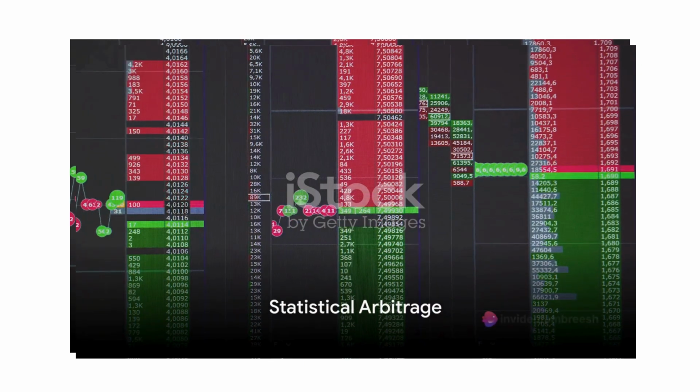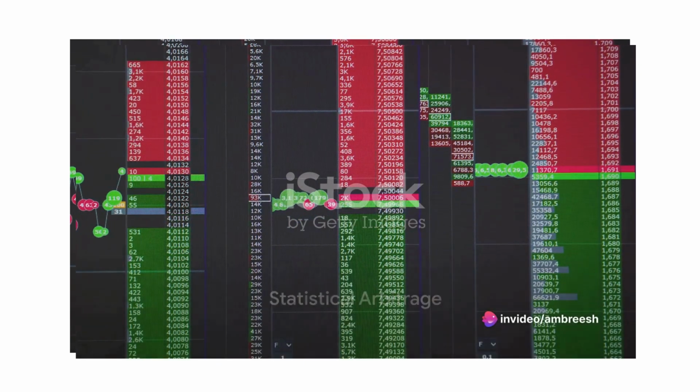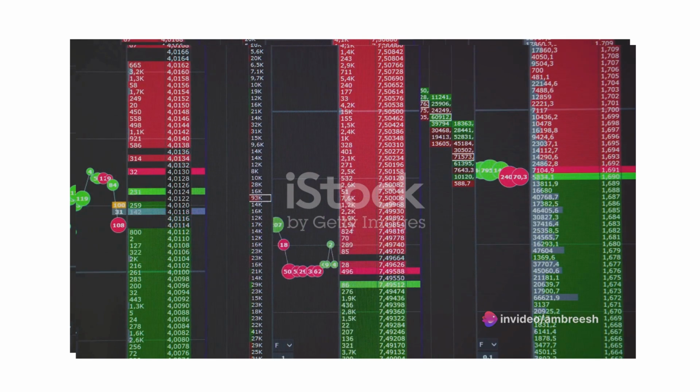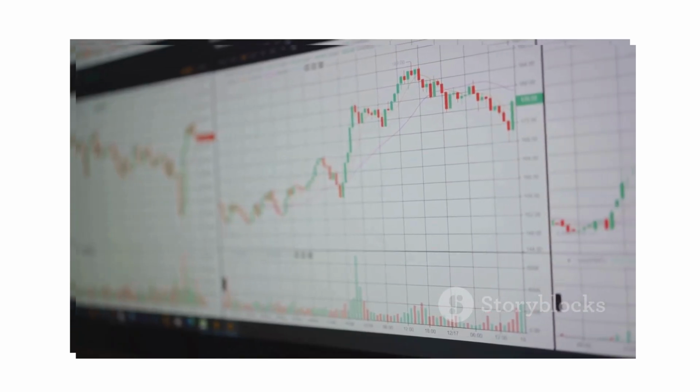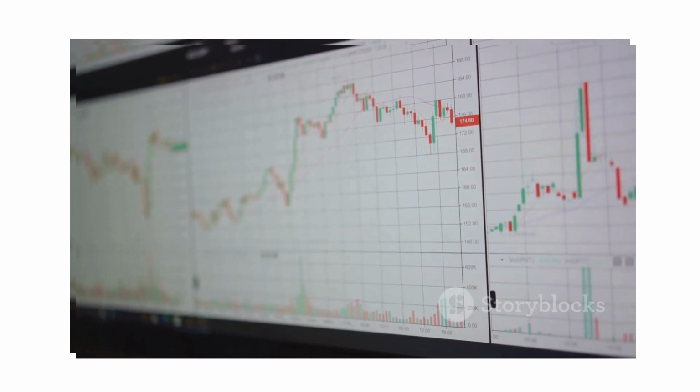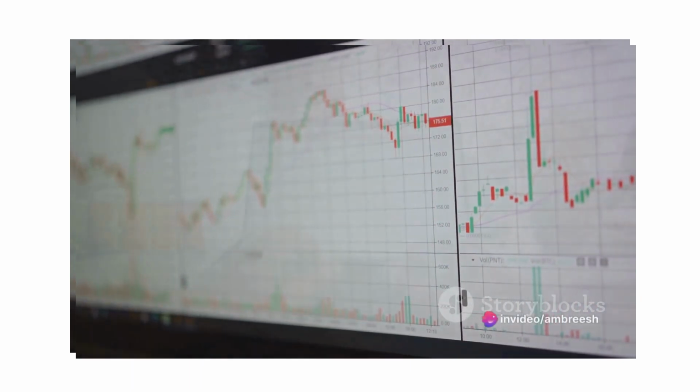Statistical arbitrage involves identifying mispricings between related assets or securities based on historical volatility patterns. Traders use statistical models and algorithms to exploit temporary pricing discrepancies, profiting from mean reversion in volatility.